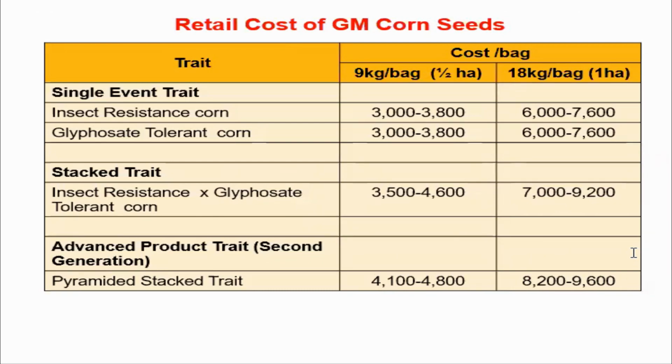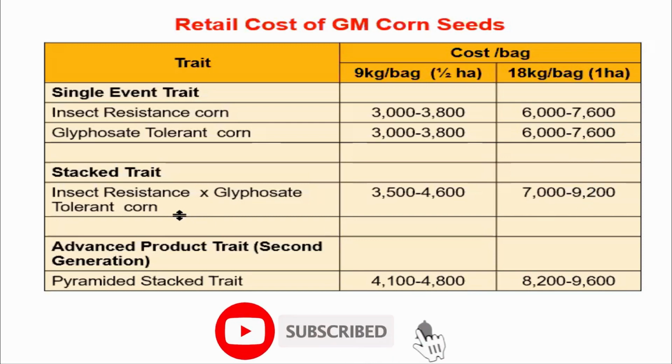So we have the cost of GM corn. Our topic for the 2 days is on feed corn. I'd like to remind you that it's very costly, but the technology in it is compensable. For a single trait, this is the retail cost of GM corn seeds. The single trait event, the insect-resistant corn, comes in a 9 kilogram bag for 1 hectare or an 18 kilogram bag per hectare. The cost is almost 7,600 per bag per hectare. Okay?